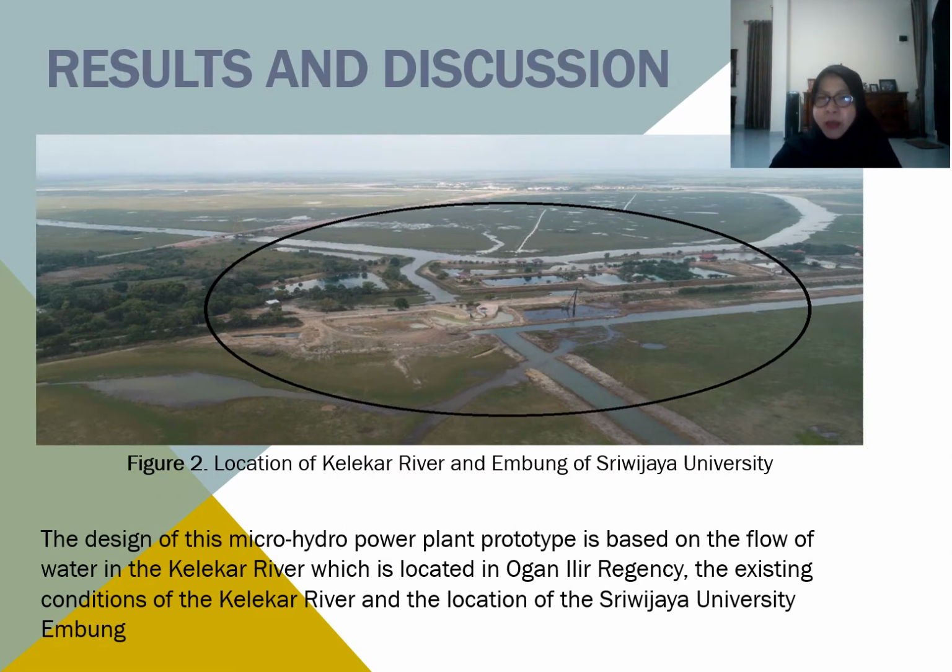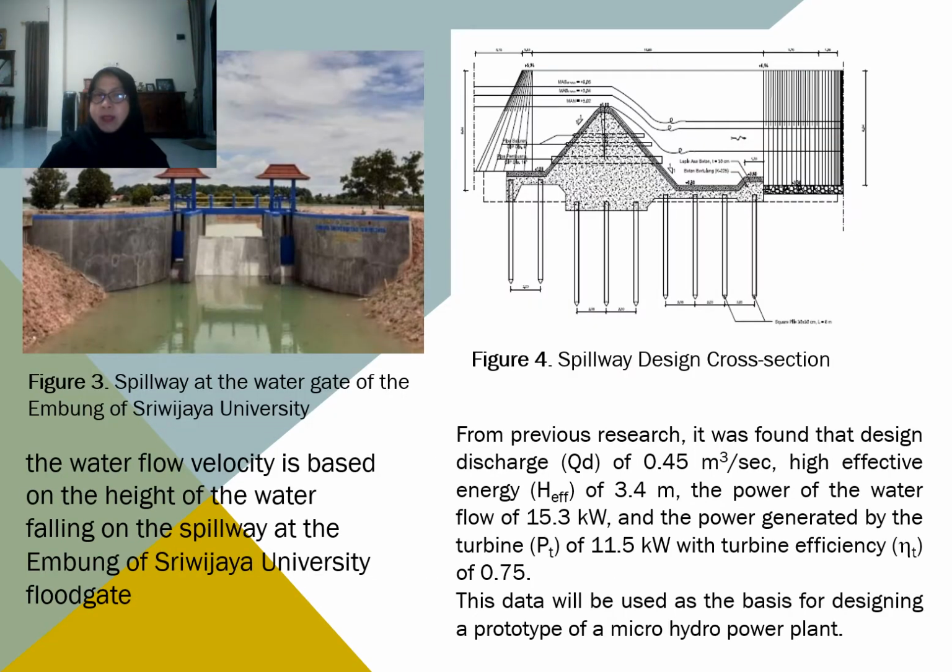Okay, you can look at this picture. This is the location of Kelekar River and Embung of Sriwijaya University. The design of this microhydro power plant prototype is based on the flow of water in the Kelekar River, which is located in Ogan Ilir Regency. And the figure third is the spillway at the water gate of the Embung of Sriwijaya University. You can look in this picture. The water flow velocity is based on the height of the water falling on the spillway at the Embung Sriwijaya University floodgate. And the figure fourth is the spillway descent cross section.